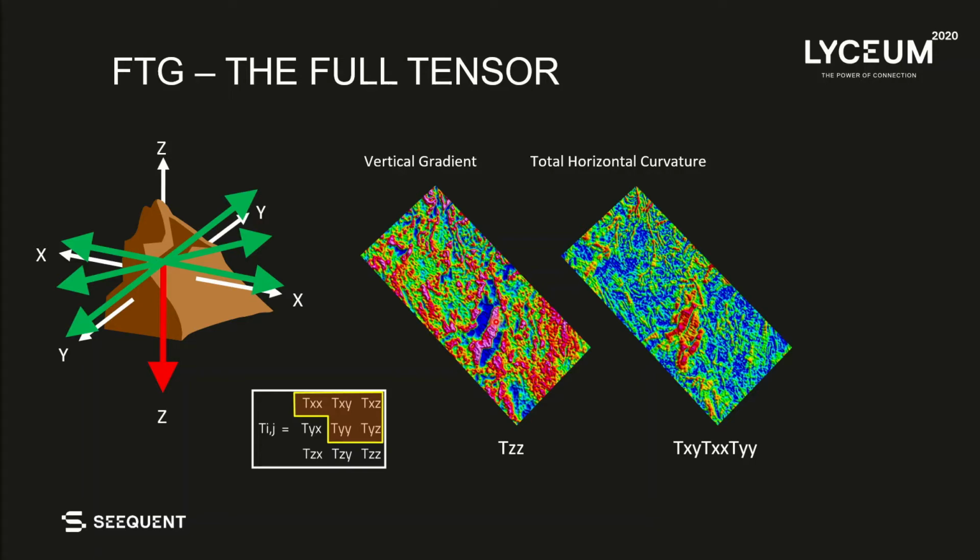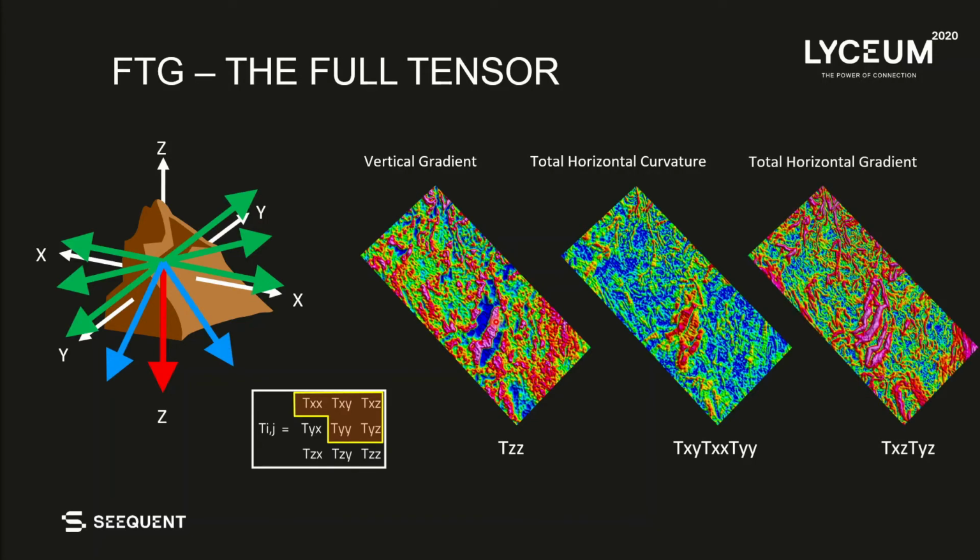The final element is the total horizontal gradient generated by combining TXZ and TYZ. Here, the maximum peak values shown correlate with edges on TZZ and THC and gravity anomalies, and are used to map contact lineaments.